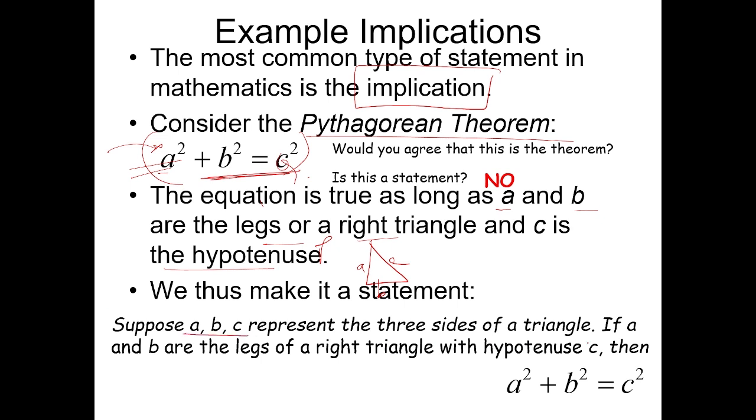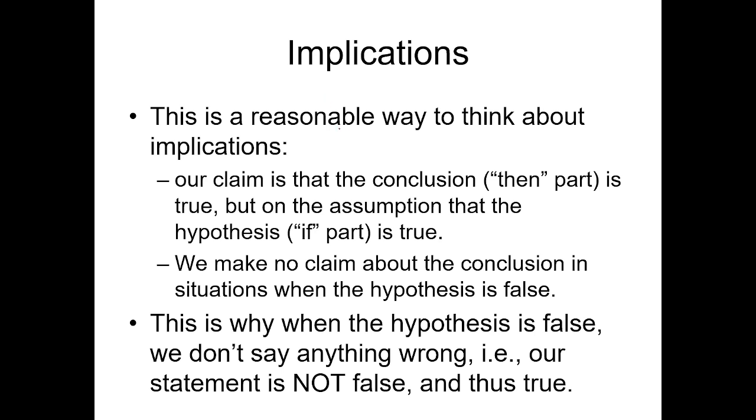Suppose A, B, C represent the three sides of a triangle. If A and B are the legs of a right triangle with hypotenuse C, this is P, implies this is Q: a squared plus b squared equals c squared. This is a reasonable way to think about implications. Our claim is that the conclusion, the then part, is true, but on the assumption that the hypothesis, the if part, is true. We make no claim about the conclusion in situations when the hypothesis is false. So this becomes true overall.